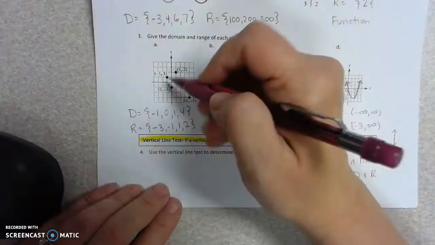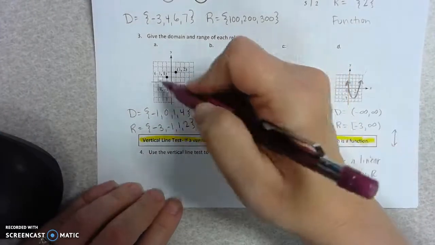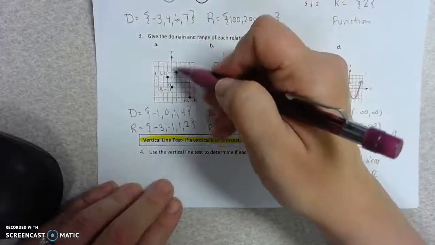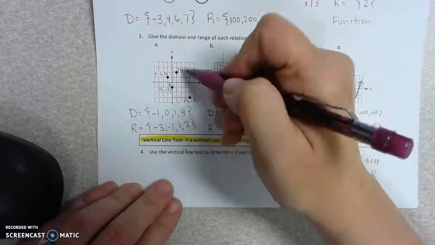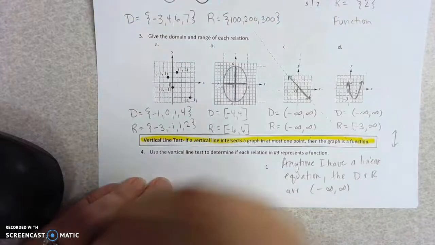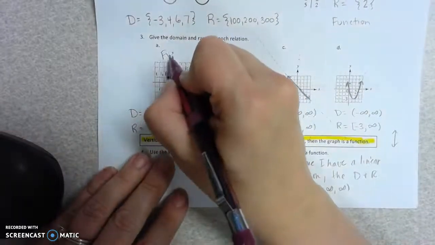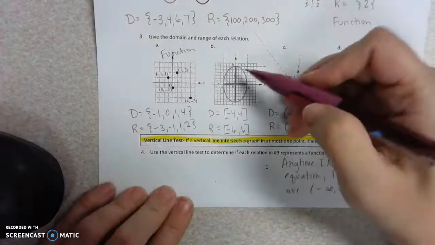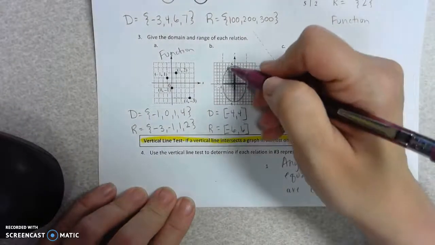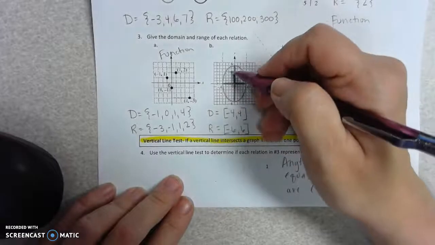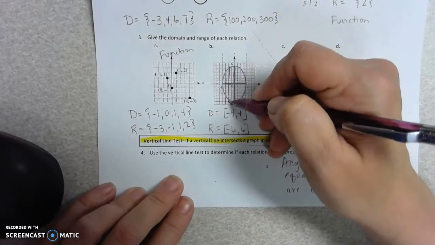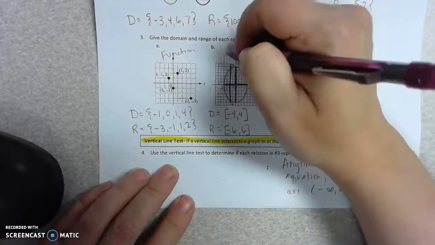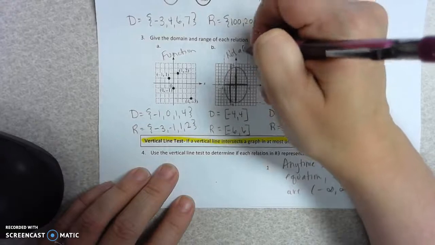So if I look at the first one, there are only these 4 points. They do not line up in any way vertically. So if I drew a vertical line anywhere in here, it would not touch more than 1 point. So we would say this is a function. If I did the vertical line test here on B, there are lots of places where if I drew a vertical line, it would touch more than 1 point. So that one is not a function.